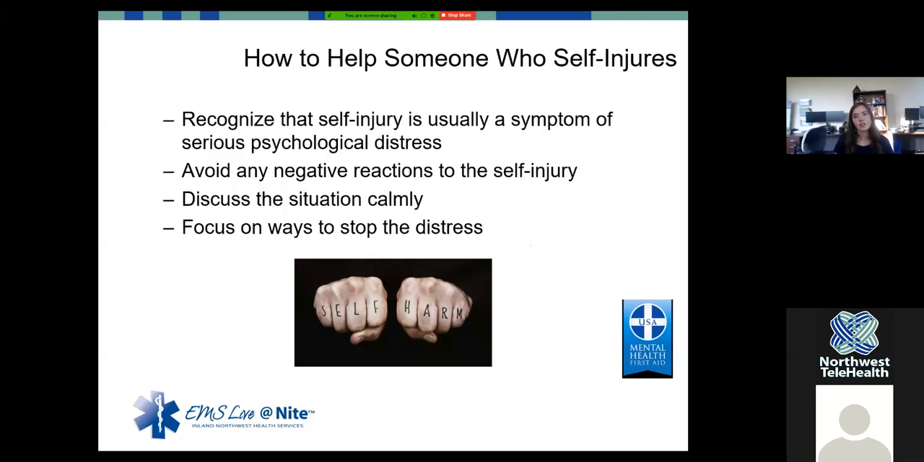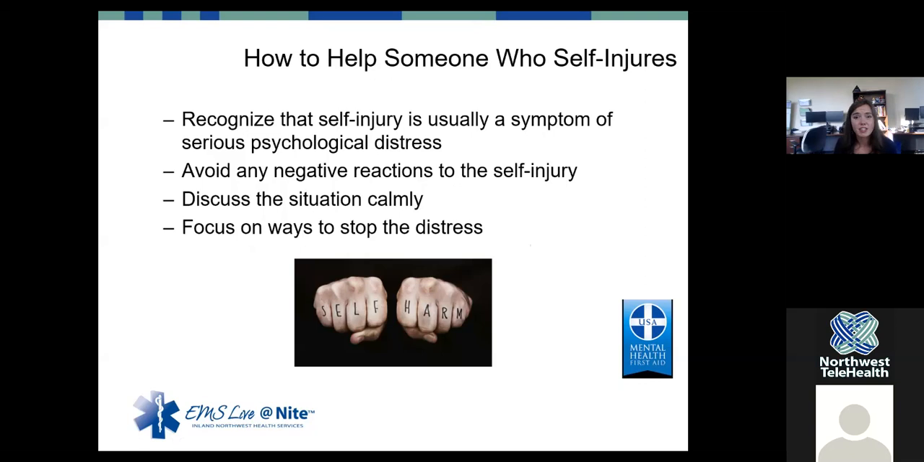Okay, self-injury. So in that first point, it says assess for risk of suicide or harm. And this is the harm part as well. So maybe they're not suicidal, but they are participating in self-injury. It's really, really important to recognize that self-injury is usually a symptom of serious psychological distress. So there's something else going on there that's causing them to do self-harm.